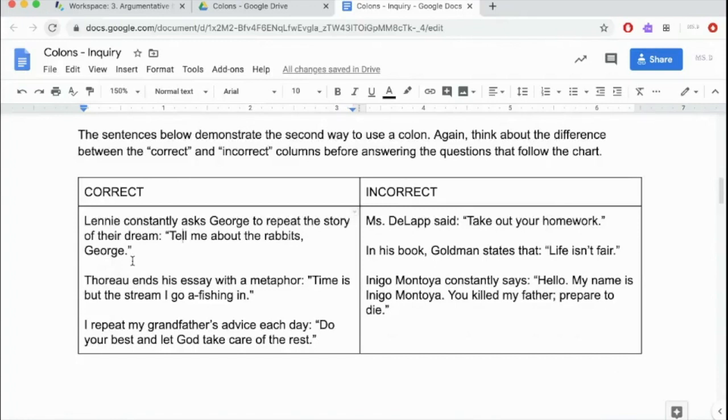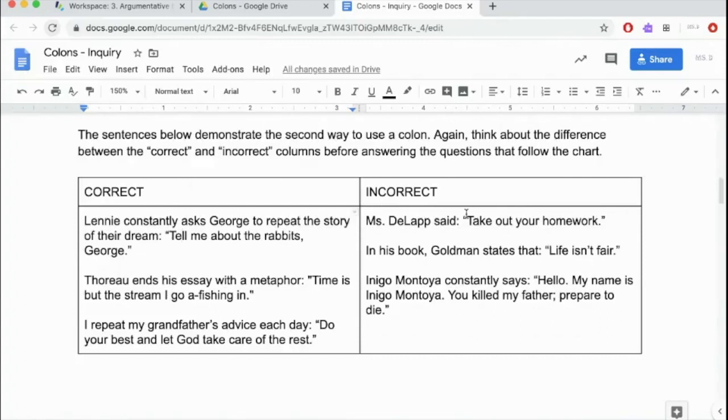So, if I'm looking at just the correct column without looking at the incorrect column yet, it is clear that after every colon, I have a quote, which actually you guys already know about this rule. It's an integration of quote rule. We know we can introduce a quote with a colon. So how could you do that incorrectly? Let's look at the incorrect column.